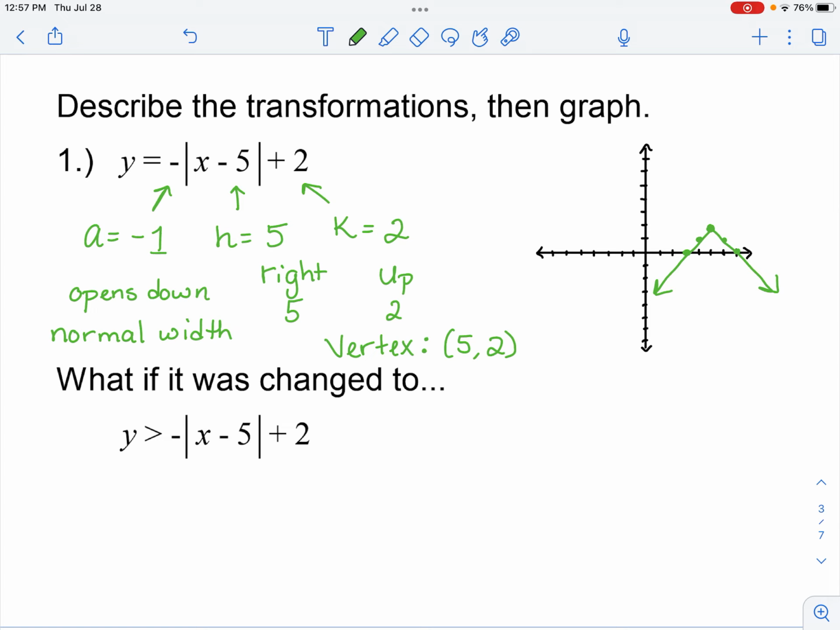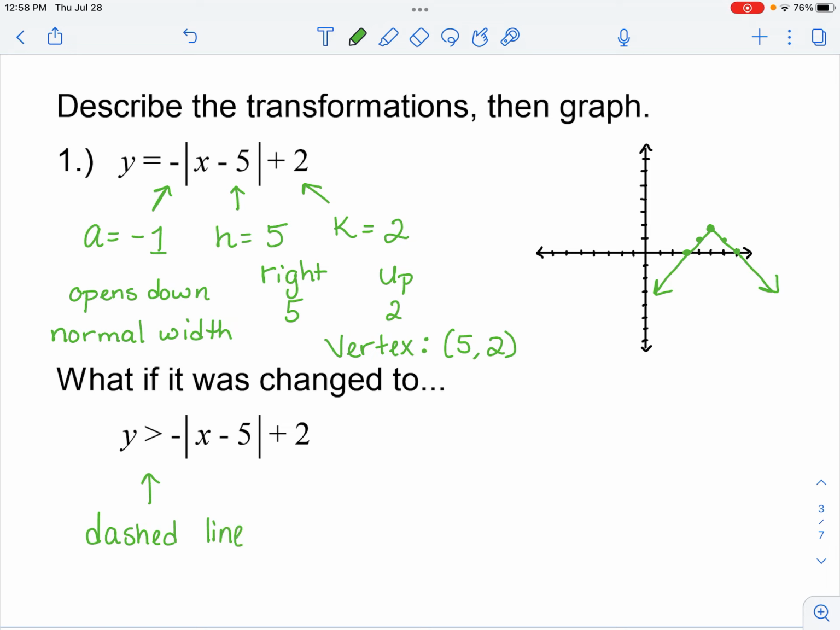My follow-up question is, what would this look like if I changed it to this inequality symbol instead, okay? What would happen if I have the inequality symbol? So we know that inequalities tell us 2 things. 1, solid line, dash line. 2, shade above, shade below. Okay, so will this be a solid line or a dash line? In this case, there's no equal to, so this will be a dashed line.